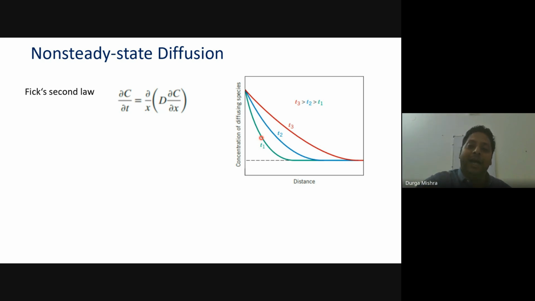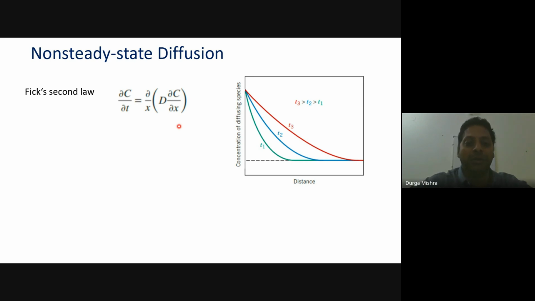That means at a particular time the diffusion coefficient may be different and the concentration gradient may be different. Both are dynamic. We will discuss this non-steady state in more detail in the next class.